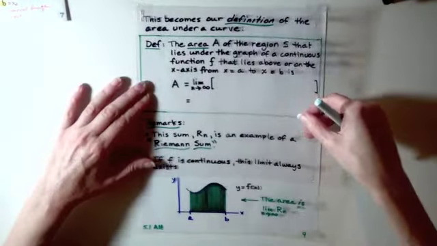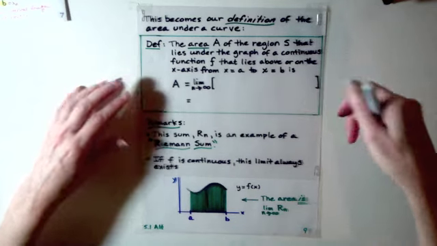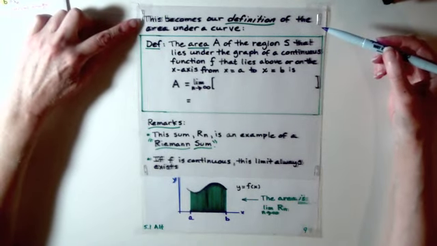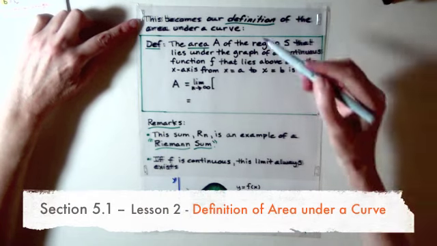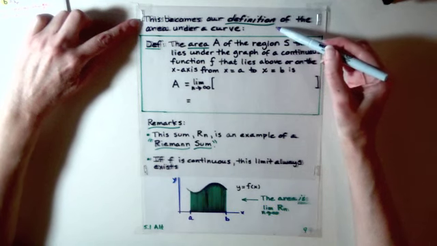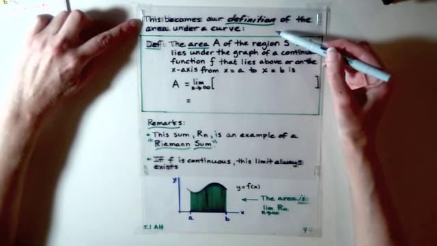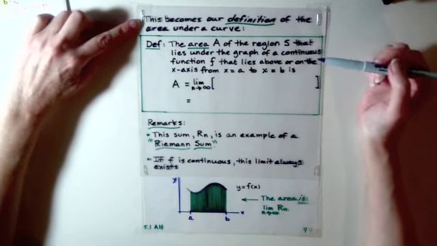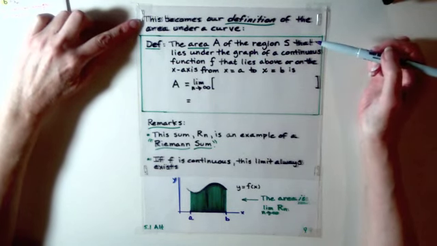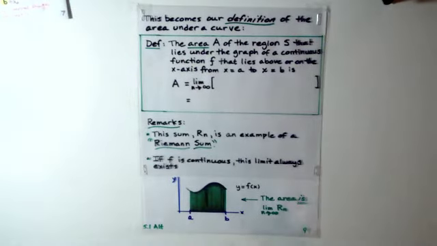So if we turn to the next page, notice what it says at the top, that this idea of going to an infinite number of rectangles to find the true area under the curve is actually going to become our definition of the area under the curve from a to b. So remember at the very beginning of this section, I mentioned that we don't even know how to explain to somebody else what we mean by the area underneath a curve.